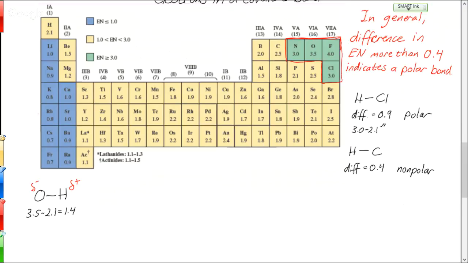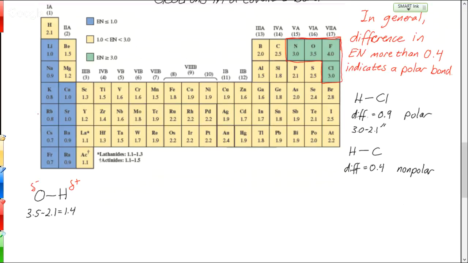Will we get a periodic table like this for this? I'm not sure, but if not, you won't have to do the comparing of the numbers. Yes, so these are different values. These are the electronegativity values, and that's not on that table.